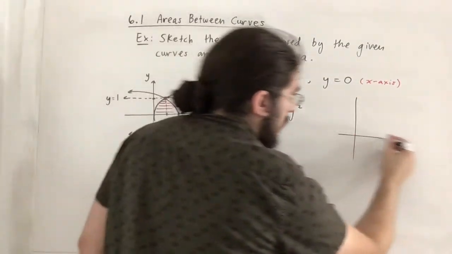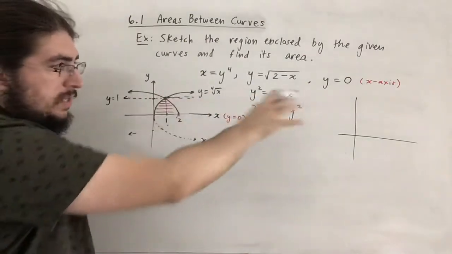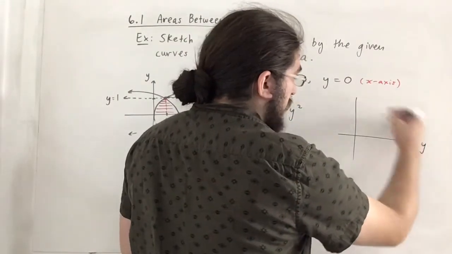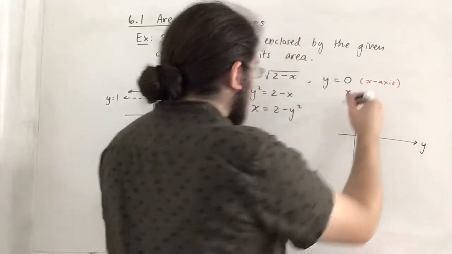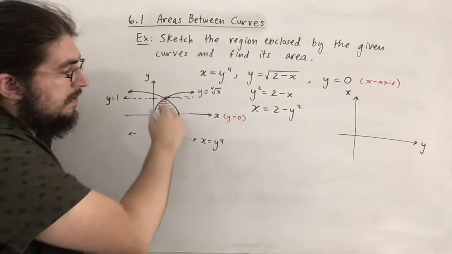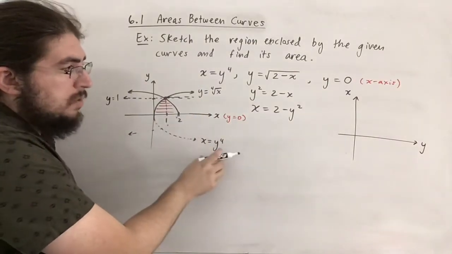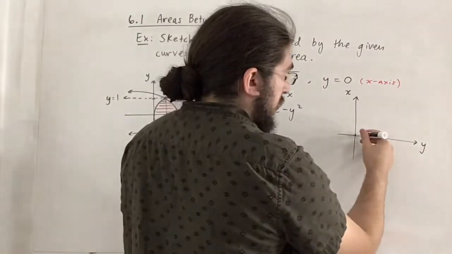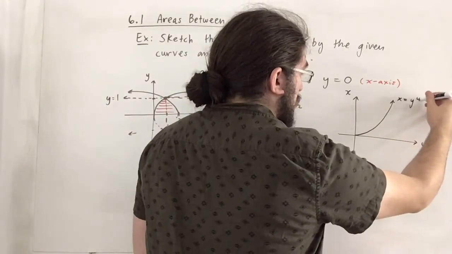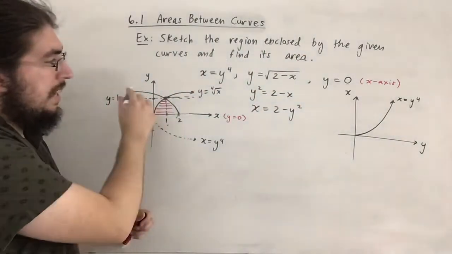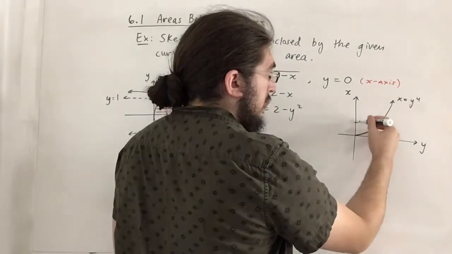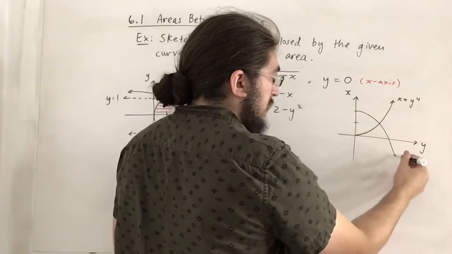So our first quadrant is still the first quadrant here, but now we're treating this as our y-axis and this is our x-axis. Again, that's to kind of flip the image. And below we'll have x equals y to the 4th, which will look like this. And above, we will have this curve, which is x equals 2 minus y squared.